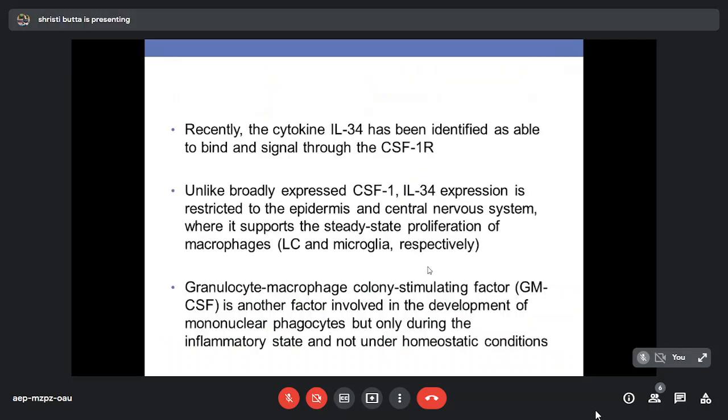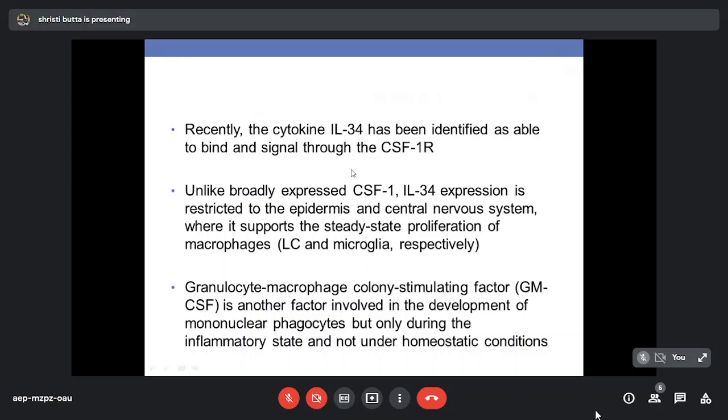However, it must also be noted that there's a recent cytokine, that is IL-34. Remember the osteoclastic development where we were discussing this IL-34, which is also implicated in the development of the osteoclasts? So recently, this cytokine has been identified as being able to bind and signal through the CSF1R receptors. So it must be noted that the CSF1R receptor is expressed on the surface of the monocytes, right?